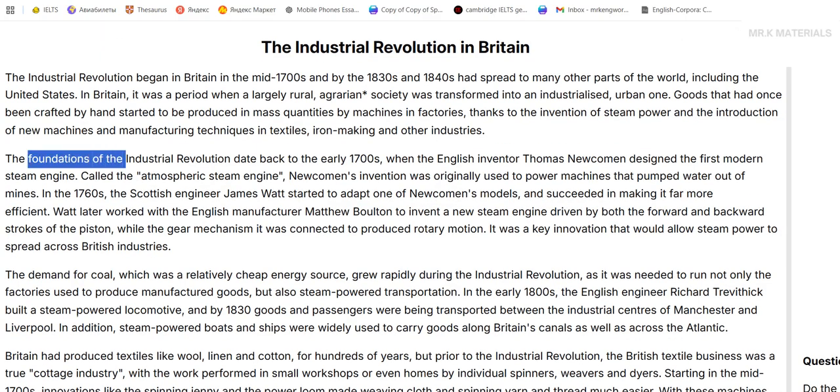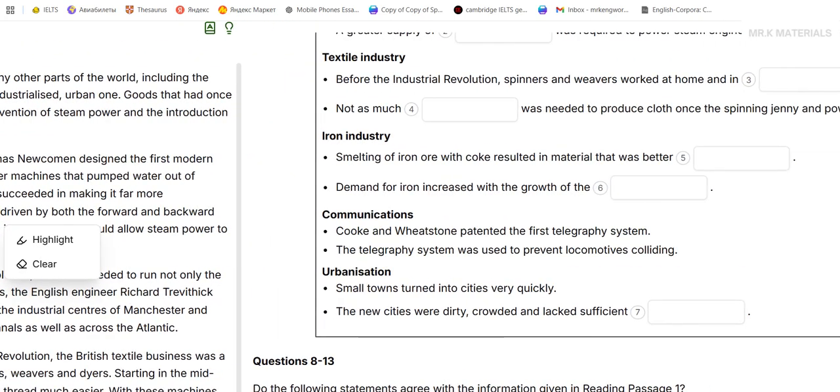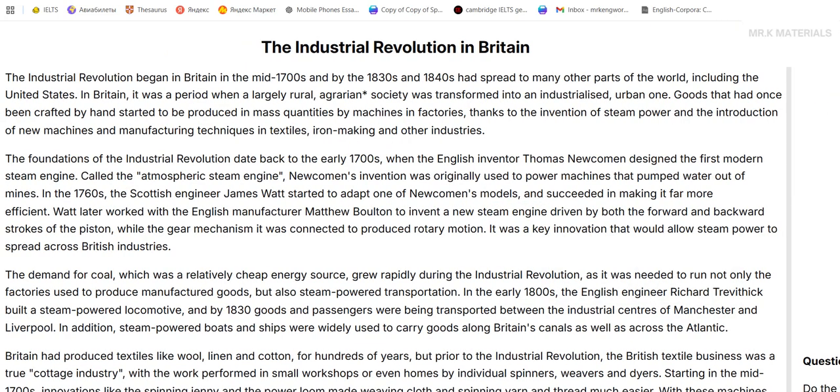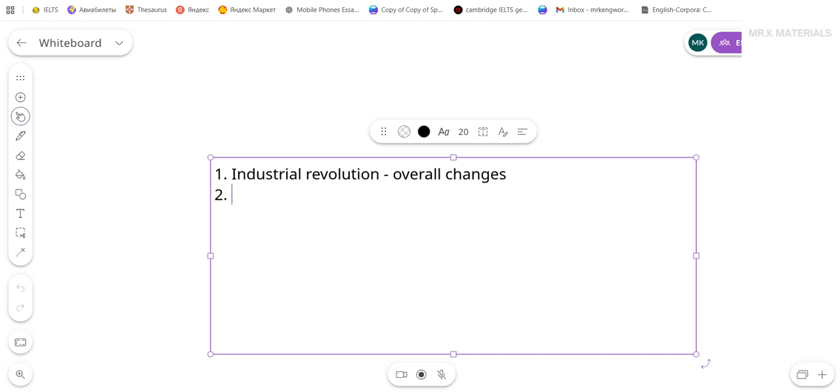So the foundation, again, it's the start. Foundation means the start dates back. So it's like starting time. So about a couple of names here. Scottish engineer, 1684. Okay, manufacturer, new steam engine, a steam engine. So we're starting about steam. Okay, forward motion here. It was a key innovation. Okay, I understand. So this one is about the start of the industrial revolution.